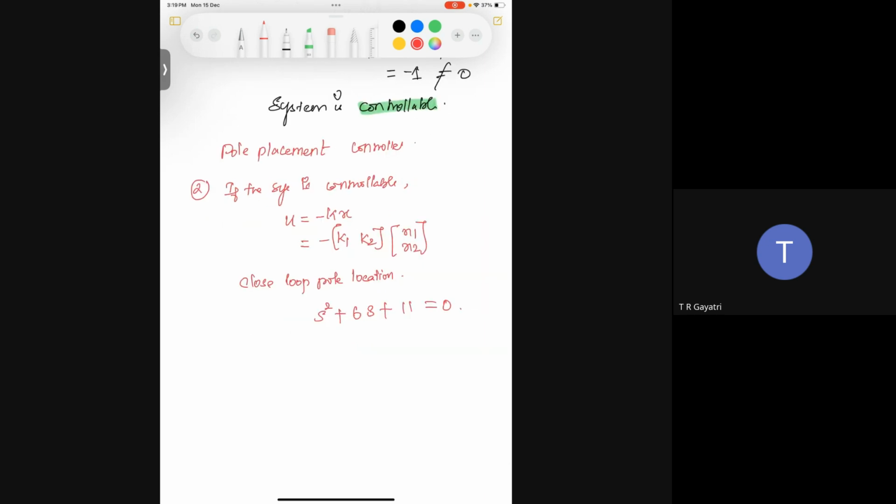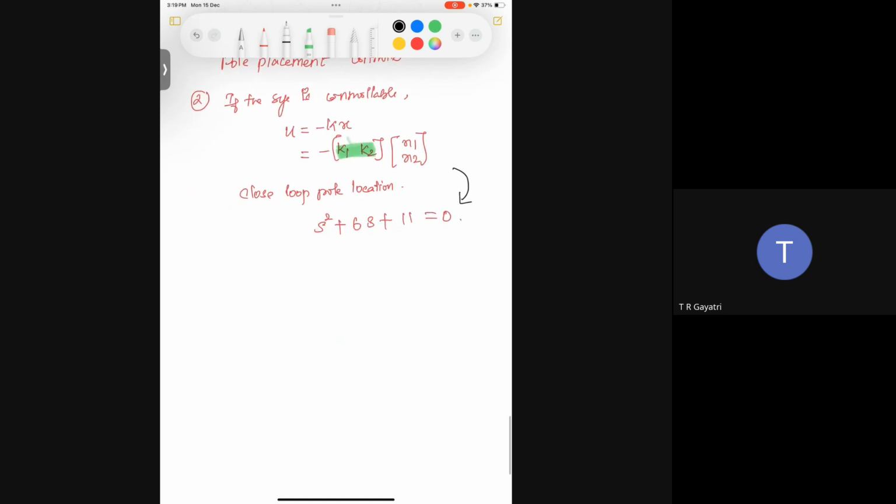So you are supposed to find this K1 and K2, so that if I find the closed loop poles location, for example, if this is my system, x dot equal to Ax, right? This is my system. I am giving one input u and I am getting one output y, and I have a feedback that is K.